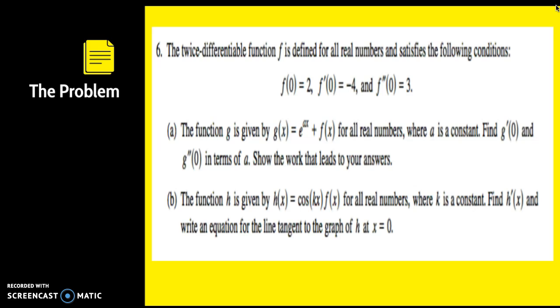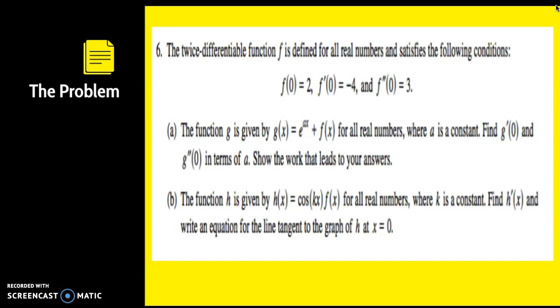The problem reads, the twice differentiable function f is defined for all real numbers and satisfies the following conditions. f of 0 equals 2, f prime of 0 equals -4, and f double prime of 0 equals 3. We are also given two questions.